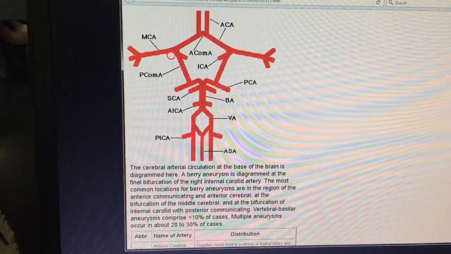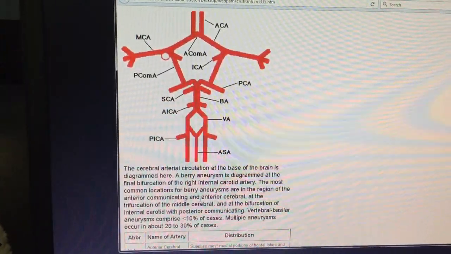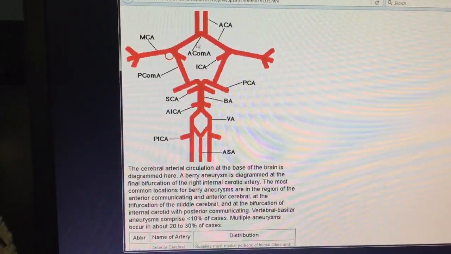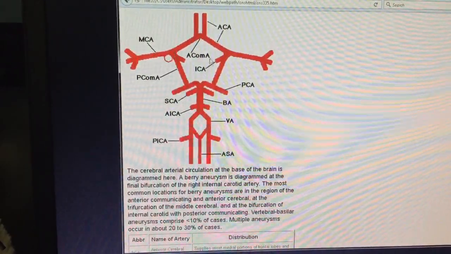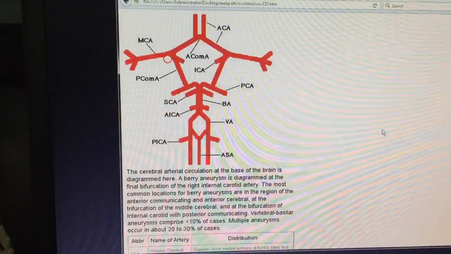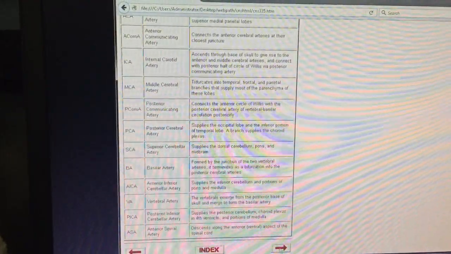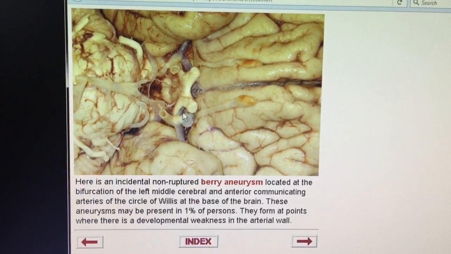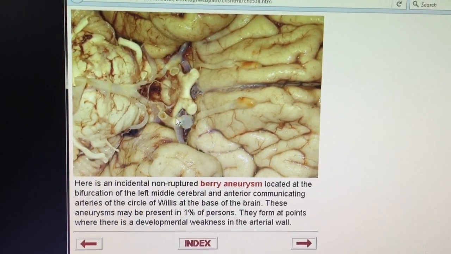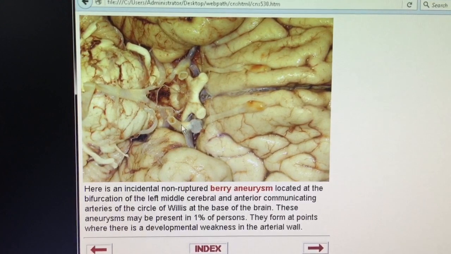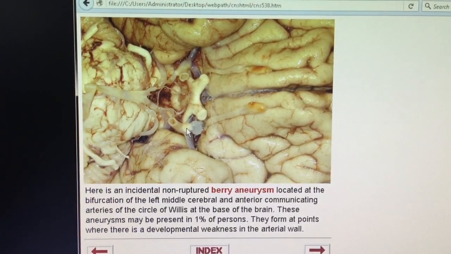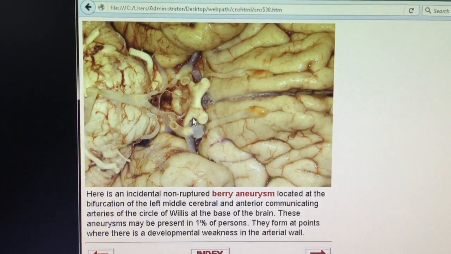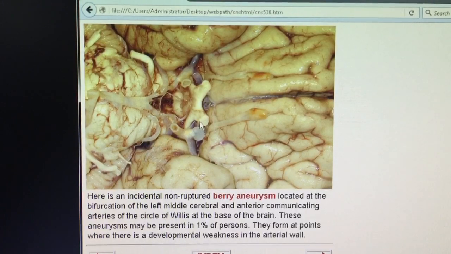The most common site, as mentioned, is between the anterior communicating and anterior cerebral artery, this one in this circulation. Here we have an aneurysm formation. This is an example. As you can see, this is the aneurysm formation. We call it a berry aneurysm. Here it is seen between the left middle cerebral and anterior communicating artery. This is the anterior communicating, and this is the middle cerebral.